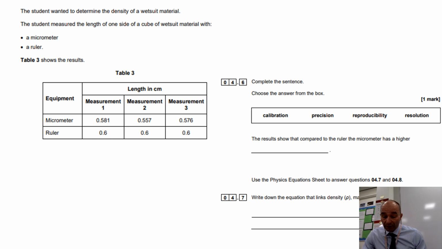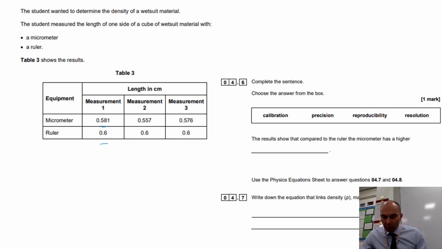4.6 is completing the sentence. Choose the answer from the box. The results show that compared to the ruler, the micrometer has a higher what? Well, if you look at the micrometer, we're going to 3 decimal places compared with just 1 decimal place with the ruler.